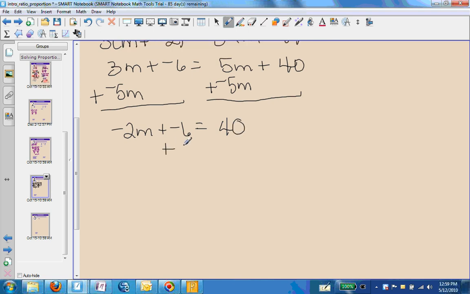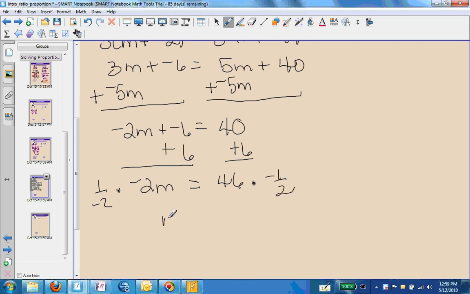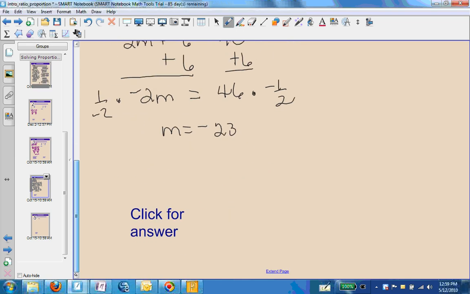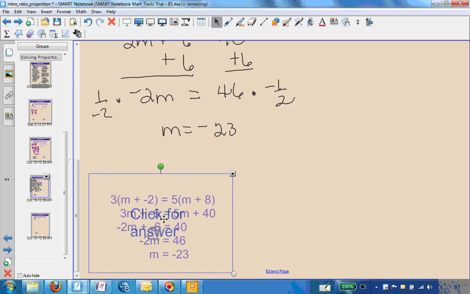Now I'm going to add 6 to both sides to get the negative 2n by itself and to get all the constants over on the right-hand side. Now I'm going to multiply by negative 1/2 or divide by negative 2, however you want to think about it. It's the same thing. And I end up with n equals negative 23 for my answer. And I can also click here for the steps.